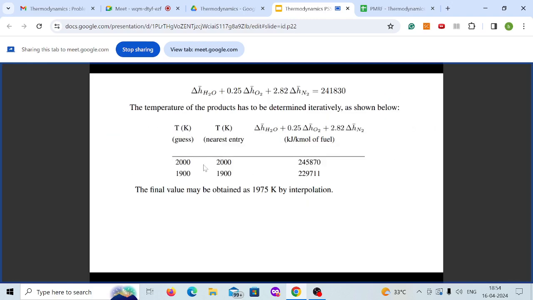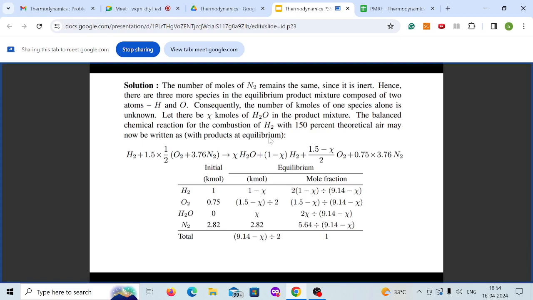So now if you assume that the product is in equilibrium, with the equilibrium components being water, H2, O2 and nitrogen. Again, if you see, there are 4 components and we have 3 species. So we can assume only one unknown.